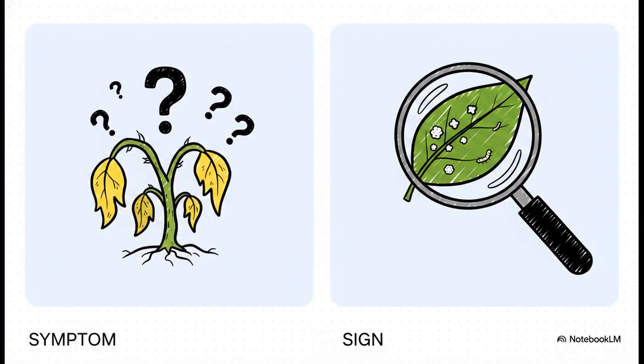Now, these detectives make a really critical distinction between a symptom and a sign. A symptom is just the plant's reaction. It's wilting or its leaves are turning yellow. It's the plant screaming, "Hey, something is wrong," but it doesn't tell you what's wrong. A sign, on the other hand, is the smoking gun. It's the physical evidence of the bad guy, like you can actually see the mold growing or you find the insect larvae. Finding a sign is like finding fingerprints at the scene of the crime.